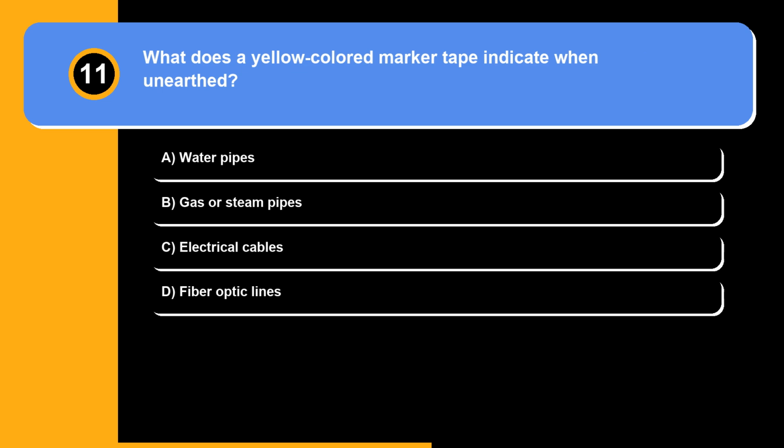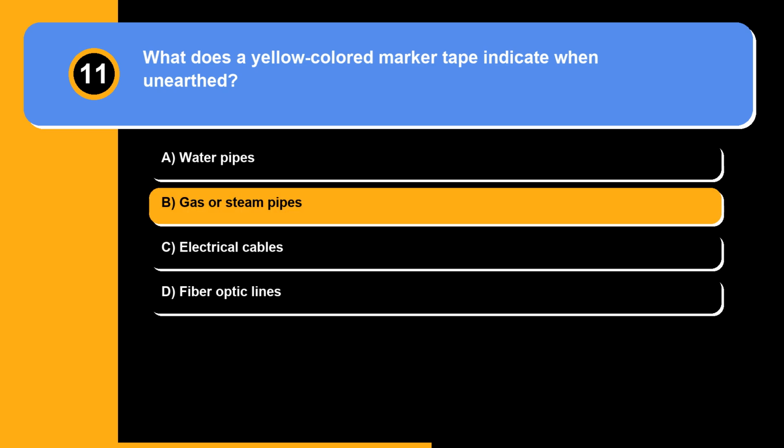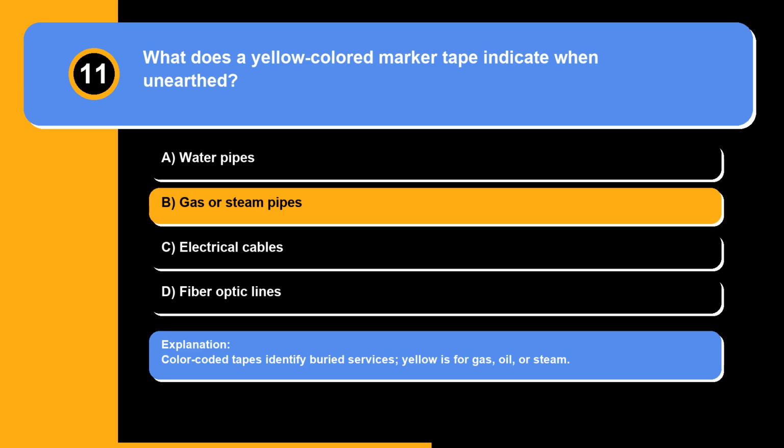Question 11. What does a yellow-colored marker tape indicate when unearthed? A. Water pipes. B. Gas or steam pipes. C. Electrical cables. Or D. Fiber optic lines. The correct answer is B. Gas or steam pipes. Color-coded tapes identify buried surfaces. Yellow is for gas, oil, or steam.